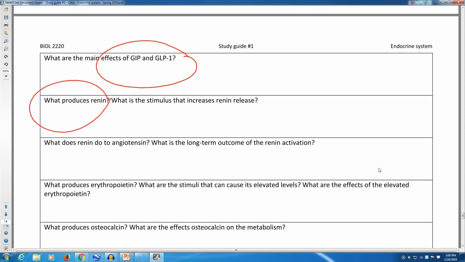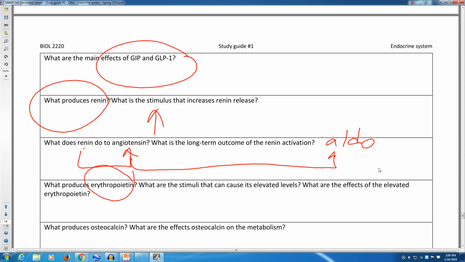Renin is in the kidneys. Stimulus that stimulates renin is low blood pressure. Renin stimulates angiotensin. Angiotensin stimulates aldosterone. Aldosterone stimulates sodium retention, water retention, and elevates blood pressure. Erythropoietin is produced in kidneys, and it stimulates more red blood cells. Cool.